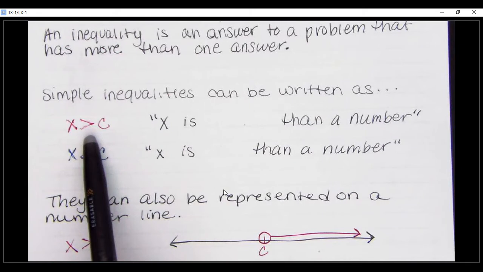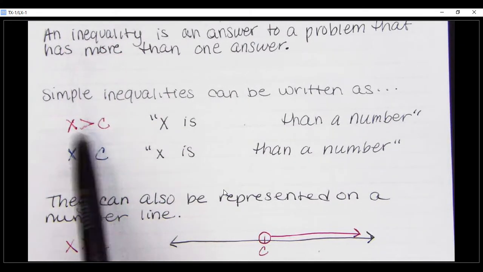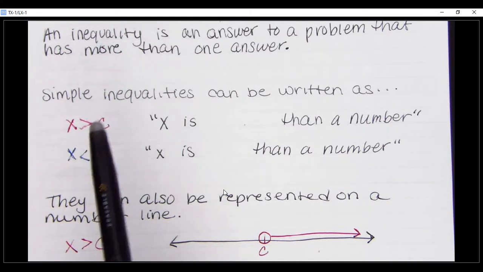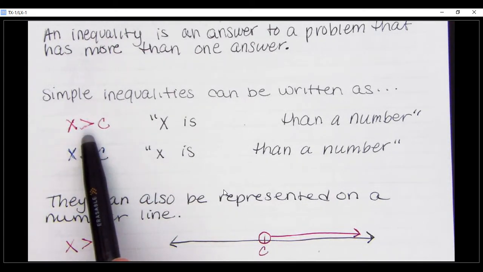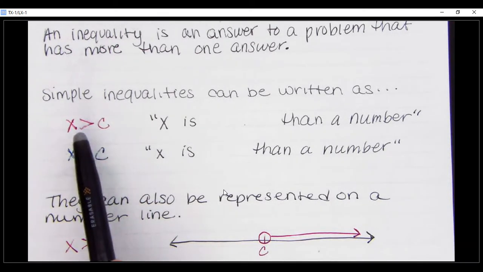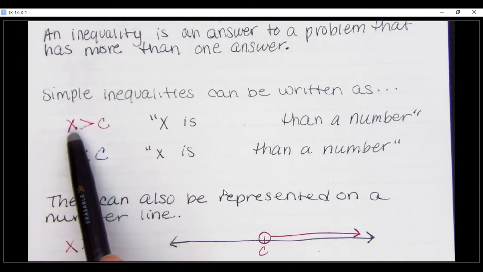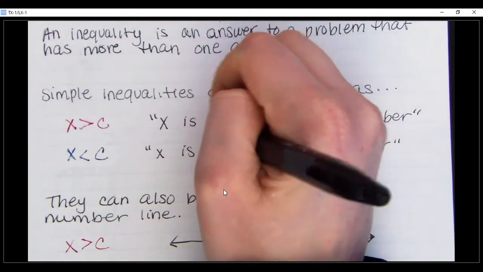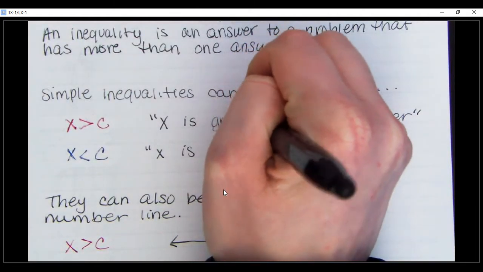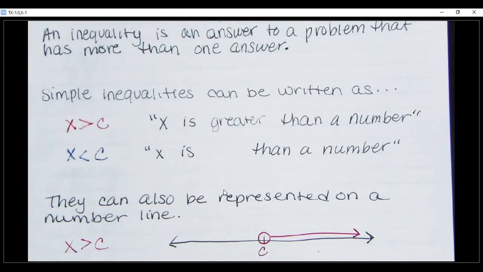This sign, I'm sure you've probably heard in the past, but one of my favorites is that it is a crocodile mouth and that the crocodile mouth wants to eat the larger portion. So in this case, the x is where that mouth is heading towards. So that is why this statement is x is greater than a number.